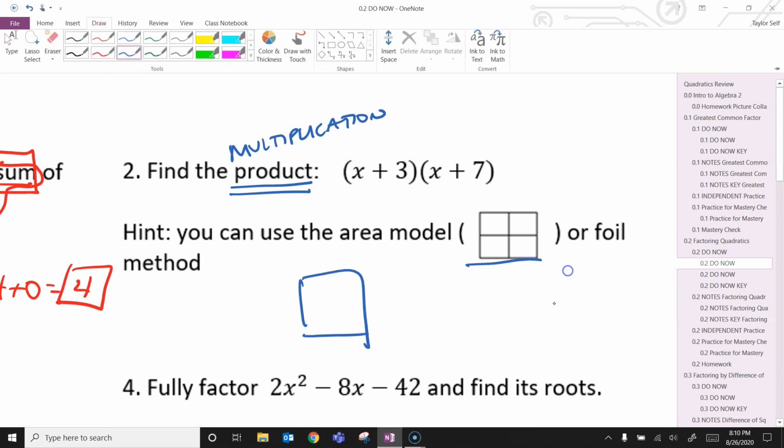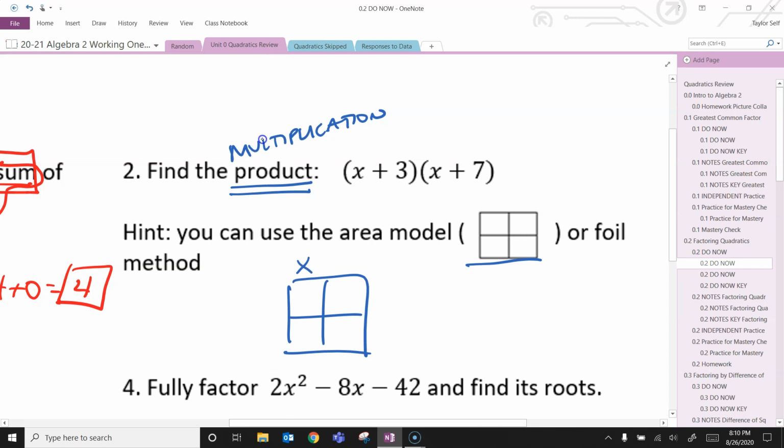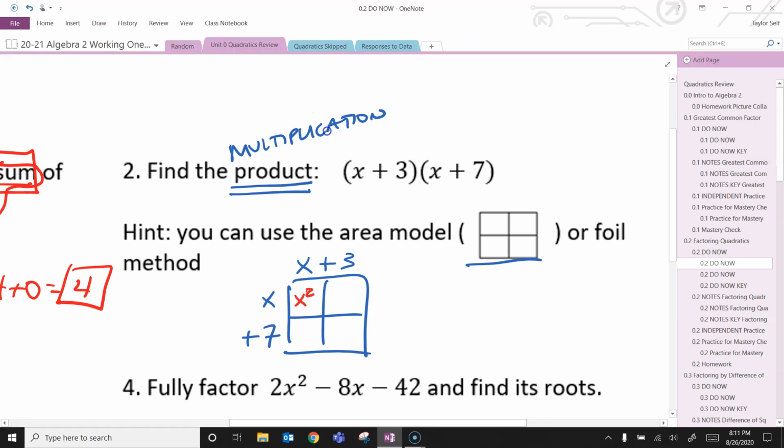Oh, sorry, my box is not big enough. You may have remembered using the area model from last year. You put the things that you're multiplying on the outside, and then you put the multiplication part on the inside. So we have x times x, x squared, x times 3, 3x, 7 times x, 7x, 7 times 3, 21. Now we need to write the whole thing out, x squared, and then remember we add the diagonals. So 7 plus 3, that gives us 10, and then x on that, plus 21, because that's our last term.